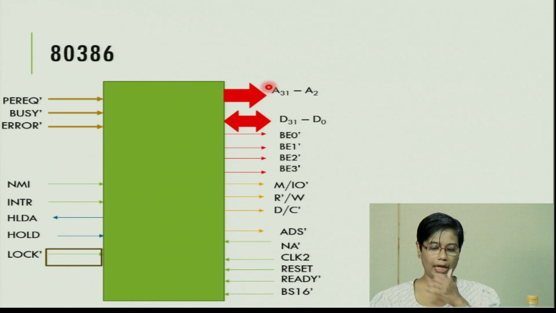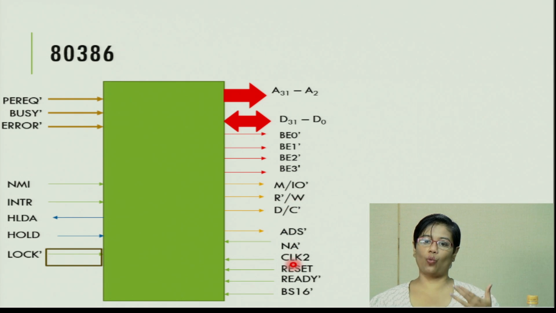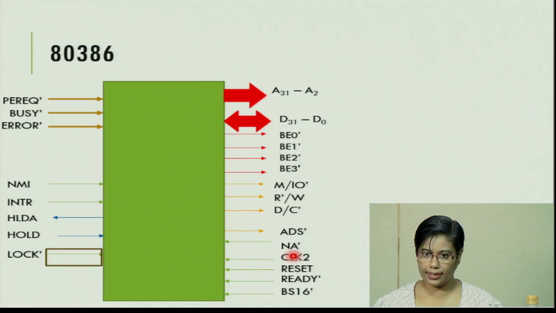So this is the pinout of 80386, with demultiplexed address and data lines. We don't have address lines A0 to A1. Instead, we have bus enable 0 to bus enable 3. We have three main control signals: memory/IO bar, read bar/write, and D/C bar. We have two signals which are used with pipelining: ADS bar and NA. This is bus pipelining, not the internal pipelining of 80386. We have a clock signal whose frequency will always be twice the frequency at which 80386 is working.